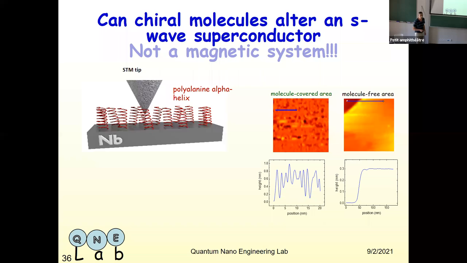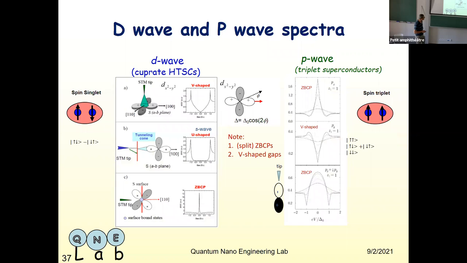Because if we take superconductors, we have no magnetic system. Of course, in a standard superconductor, we have a Cooper pair, with both spin up and spin down in the pair. And we adsorb the chiral molecule on this kind of superconductor. So here we have no magnetic substrate, so we do not break time-reversal symmetry because of magnetization. We have just chiral molecules sitting on the superconductor. This is a niobium superconductor.